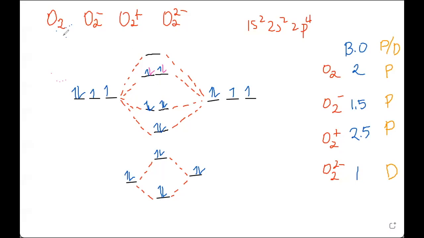Next, according to stability, sinong mauuna? O2 2-negative po. Okay, O2 2-negative, followed by O2 negative, followed by O2, and then the most stable, O2 positive po.